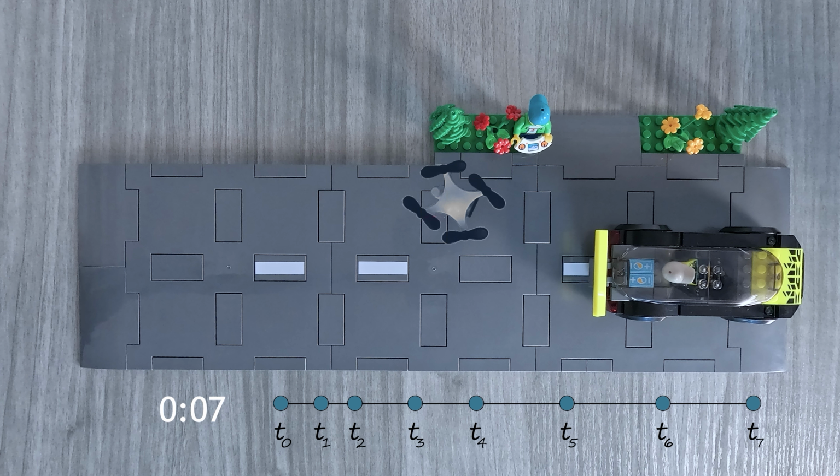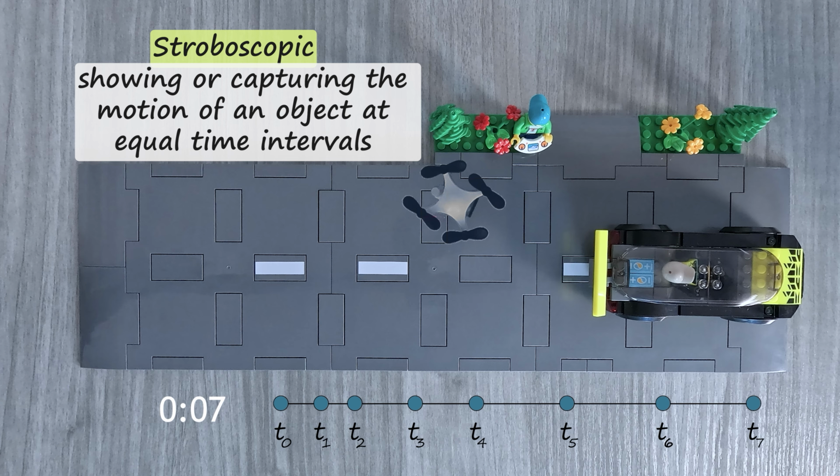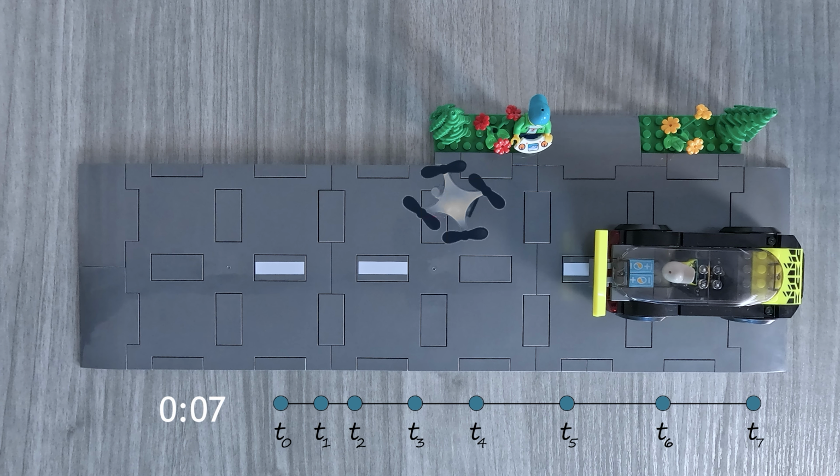We call this looking at motion in a stroboscopic way. And stroboscopic means showing or capturing the motion of an object at equal time intervals. In our example, we used equal time intervals that were every 1 second, but it could have been every 5 seconds, every 3 minutes, even every hour. We just use whichever time interval best suits the situation that we're working on.